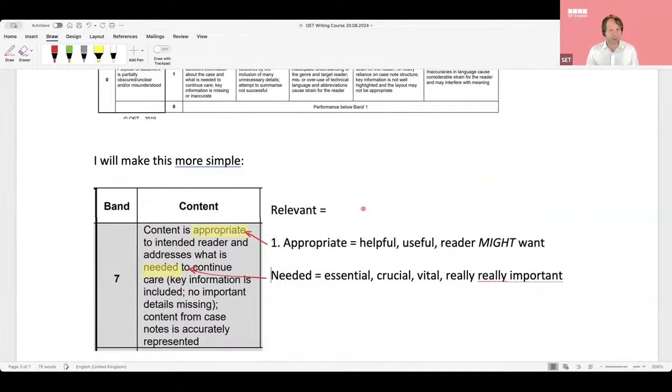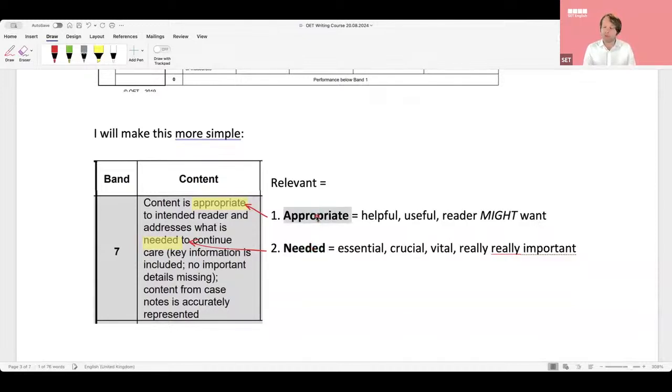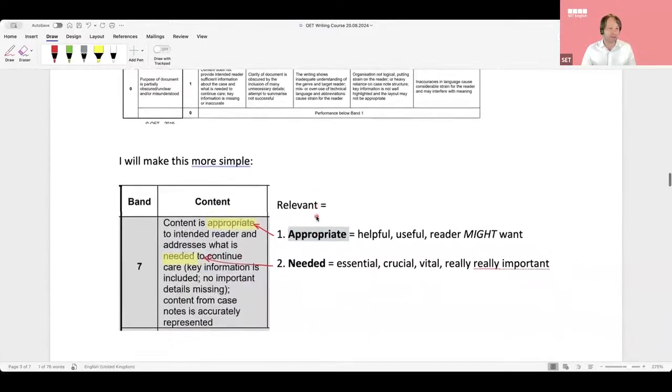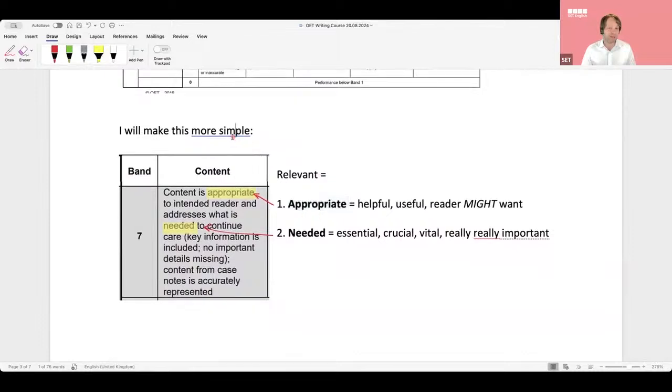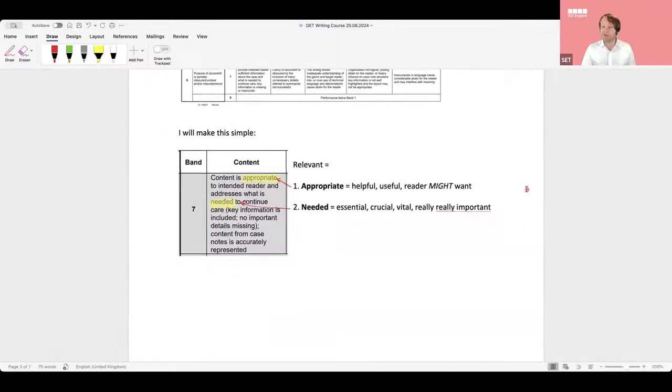This is my key point, guys. When we're choosing case notes, we can choose needed case notes, and there's also appropriate case notes. They are different things. Does that make sense? Why are they different? Does anyone know? Why are they different?